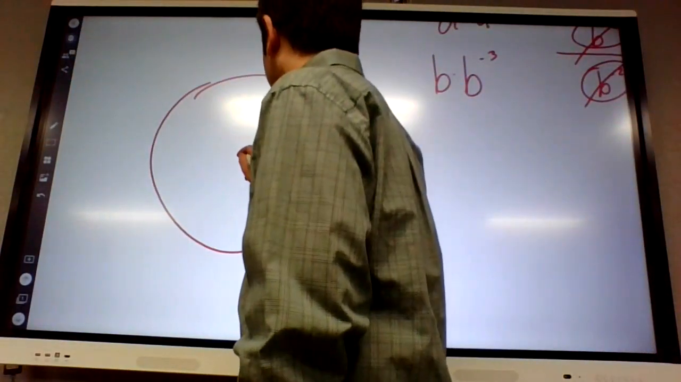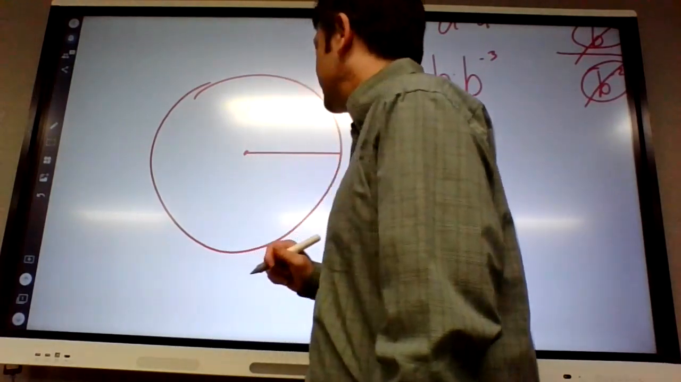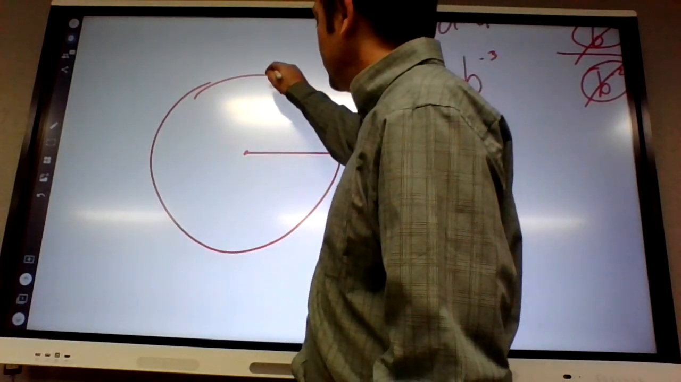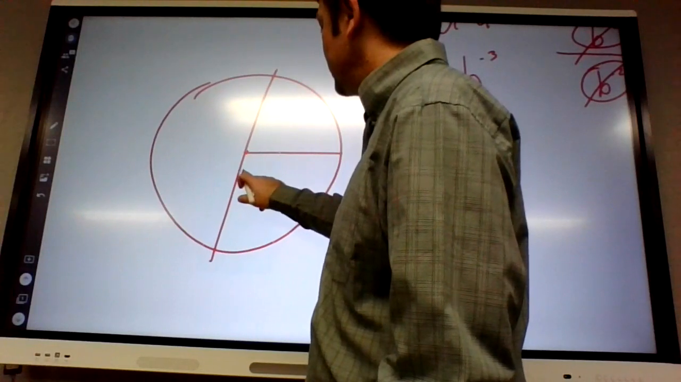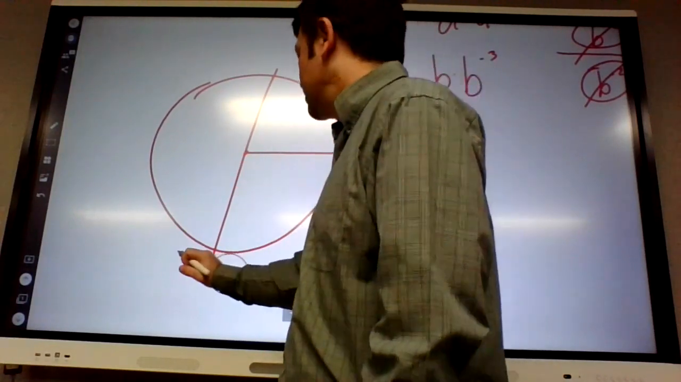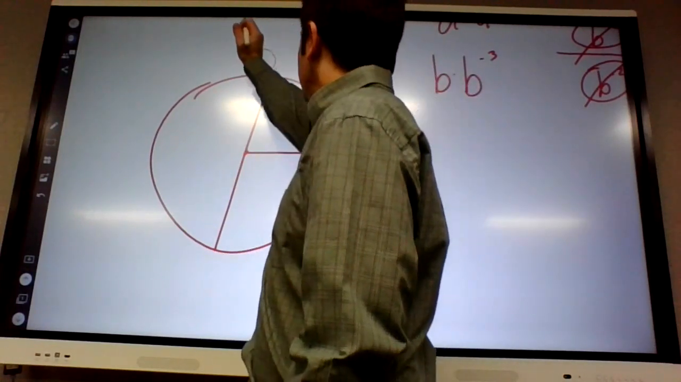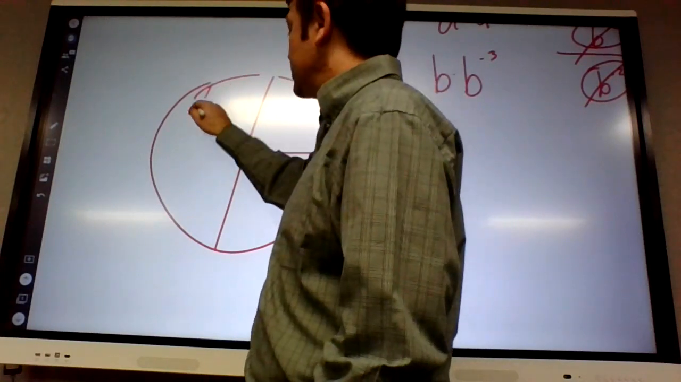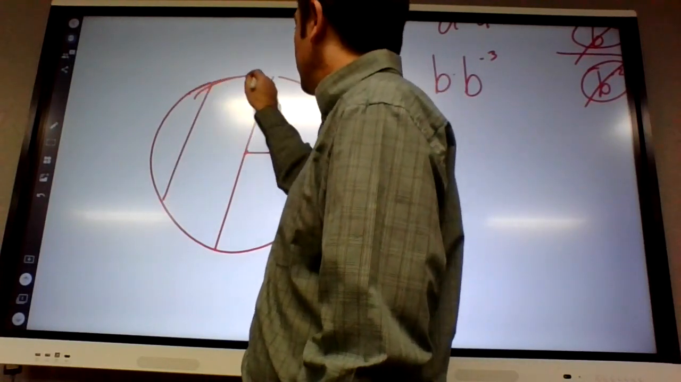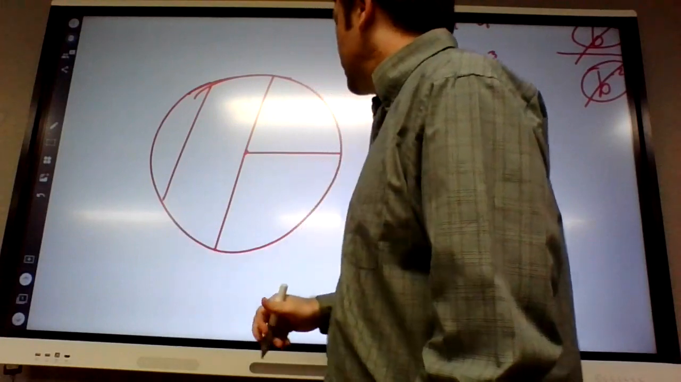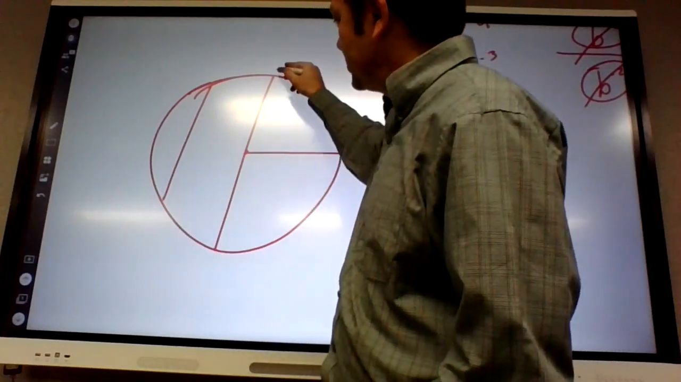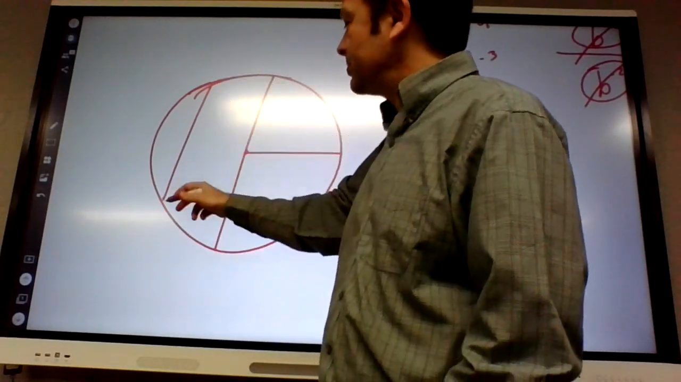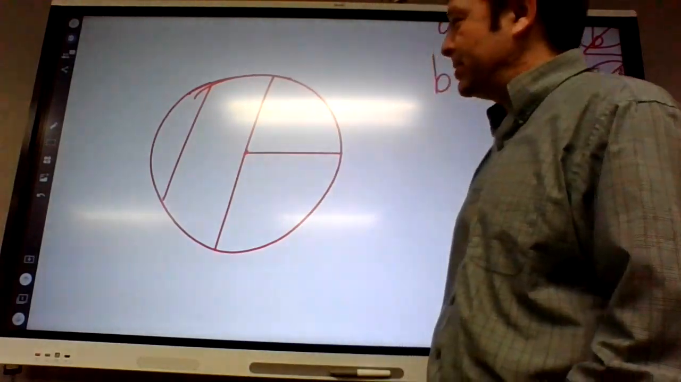Okay. What's this called? Radius. What's this called? I missed. Diameter. Alright. What's this called? Chord. A diameter is a type of chord. A chord goes from one point in the circle to another, but a diameter is a chord that goes through the center.